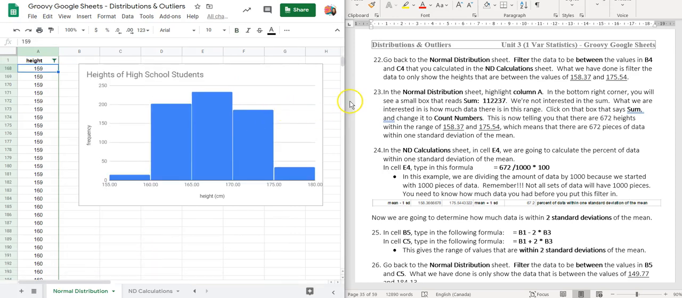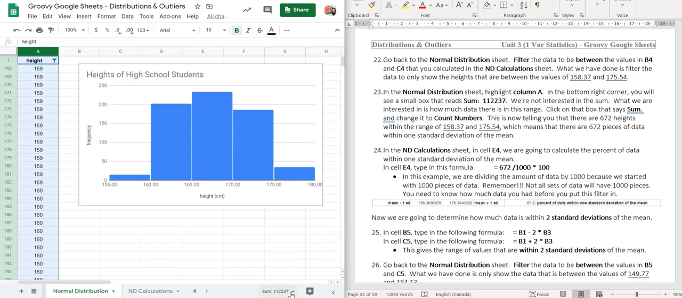Now to see how much data we have within that range, you're going to highlight column A, and in the bottom right corner you're going to see that it calculates the sum of all those values. We don't care about that. We're not interested in the sum. What we're interested in is how much of the data is in that range. So how many numbers, how many pieces of data were between these two numbers.